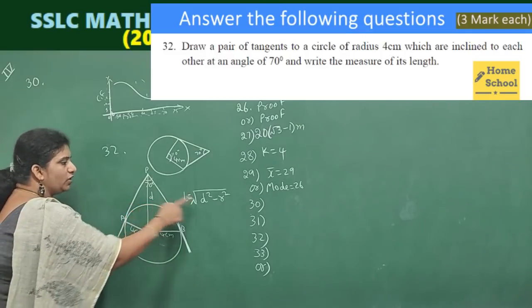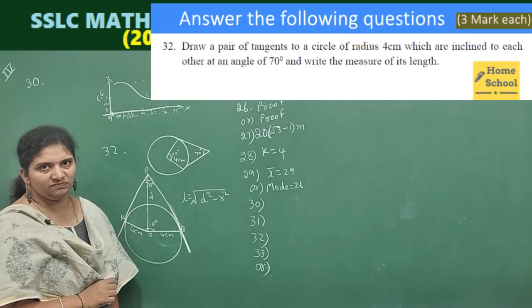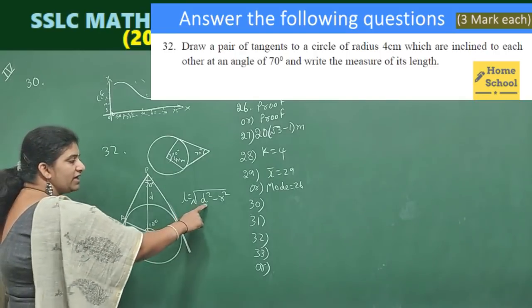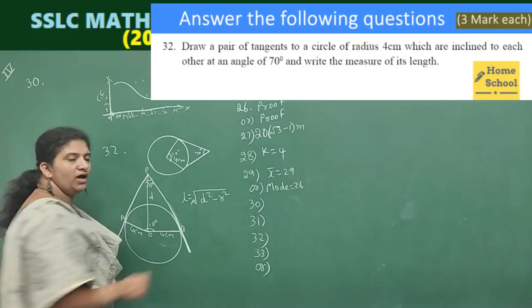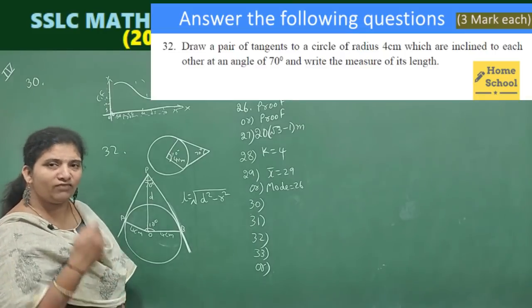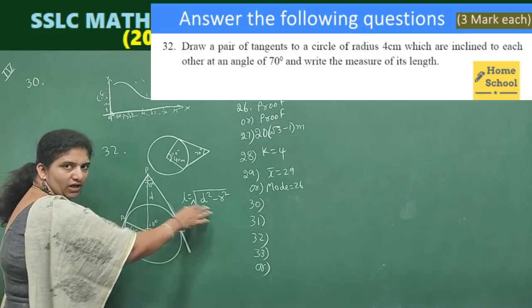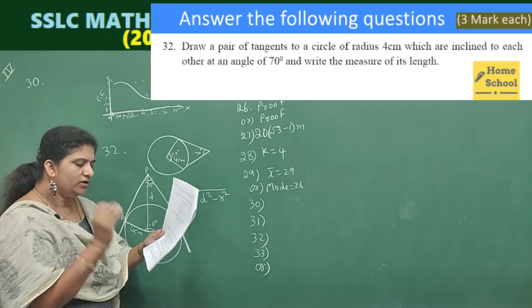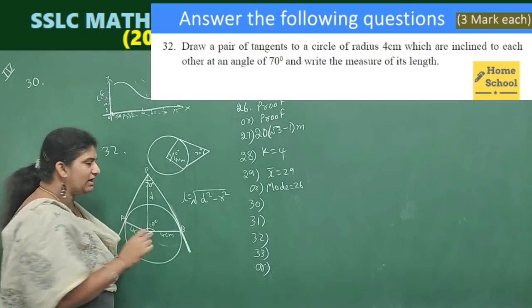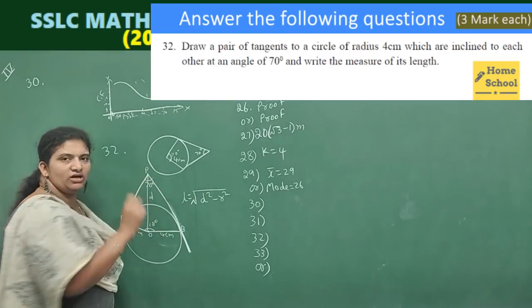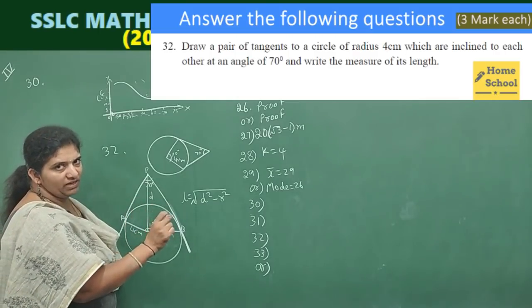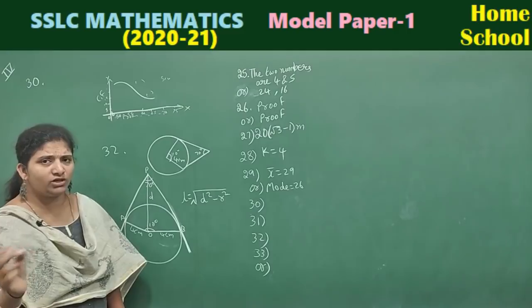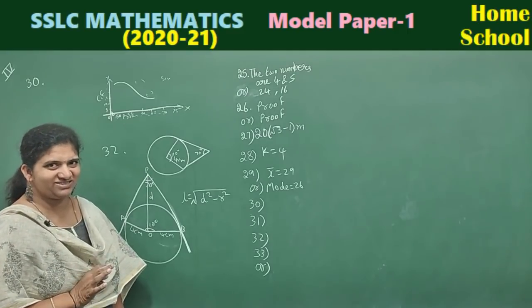If they give D, you can calculate. It is very easy. Okay. If they give the external point distance to the center, we can find out using this formula. If they ask you to calculate, use this formula. If they ask you only to write the measure of its length, means using a scale measure, and write therefore length of the tangents PA or PB is equal to so and so. Whatever you get, you write there with centimeters.